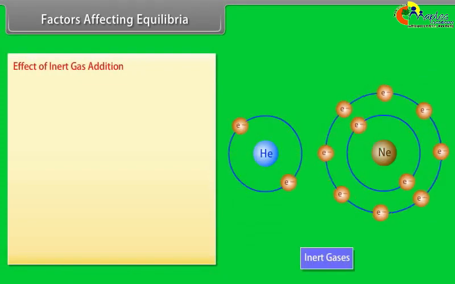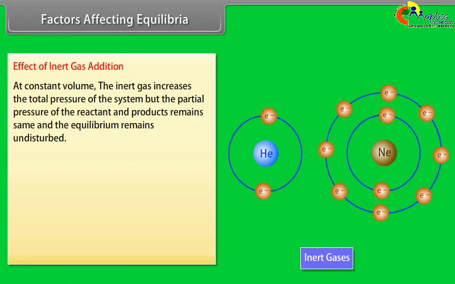Effect of inert gas addition. At constant volume, the inert gas increases the total pressure of the system, but the partial pressure of the reactant and product remains the same and the equilibrium remains undisturbed.